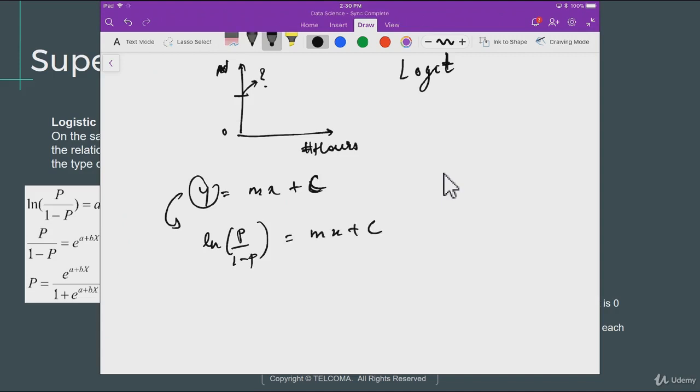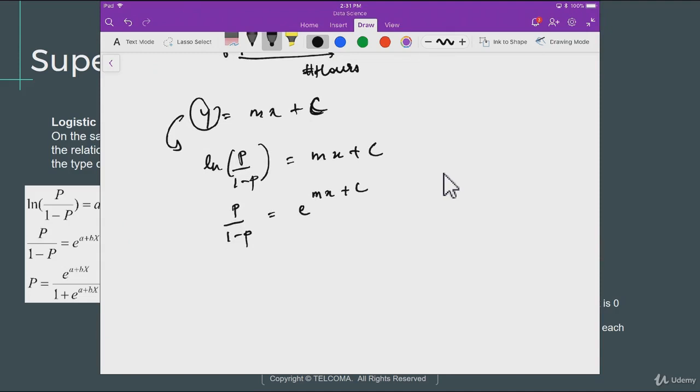Now to decode this further, we need to convert this into a format where we have the logistic function so that the output can be delivered in terms of a probability value which can be between 0 and 1. So if you solve this further, if you take exponential on both the sides, we would get p upon 1 minus p is equal to e raised to mx plus c. Now we can simplify this further. What we can do is we solve this further by saying p upon e raised to mx plus c is equal to 1 minus p.